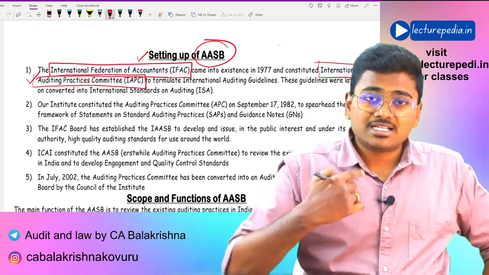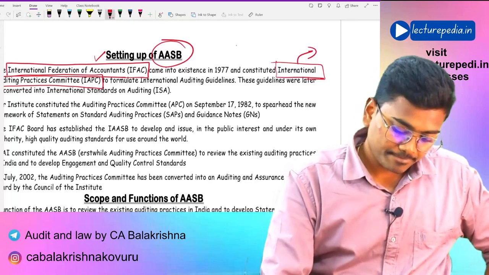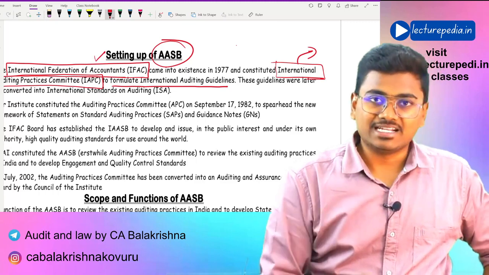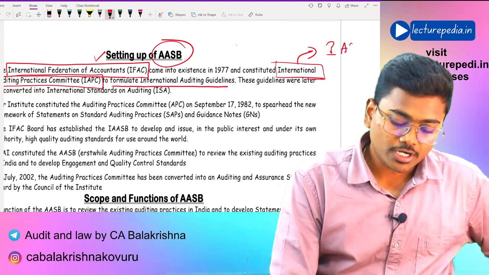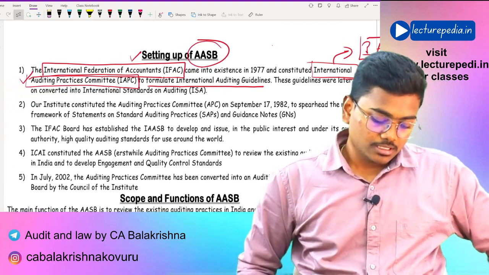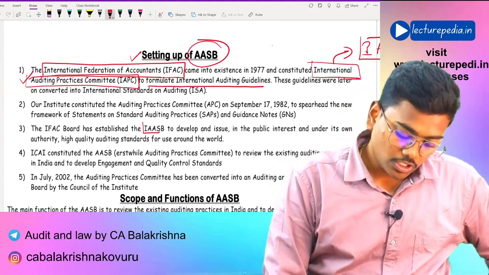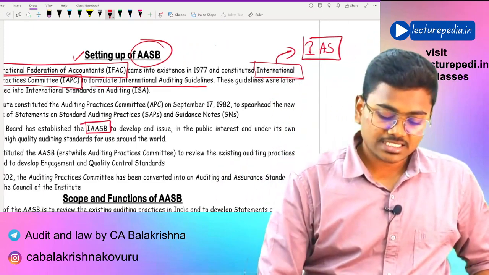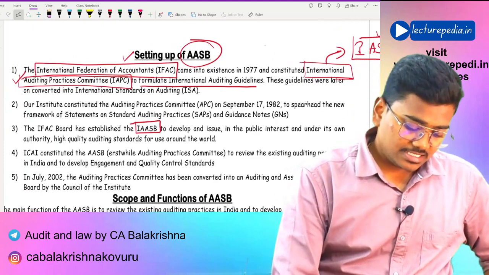Now, what this International Auditing Practices Committee will do is formulate international auditing guidelines. That is, international auditing standards will be prepared by the International Auditing Practices Committee and the International Auditing and Assurance Standards Board. These two will prepare international auditing standards.